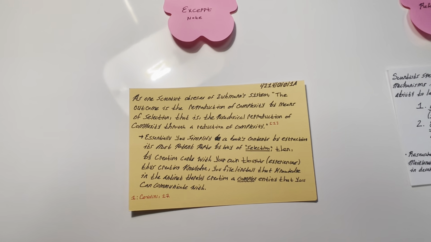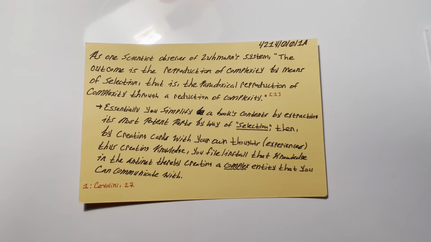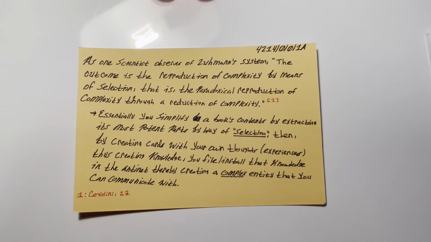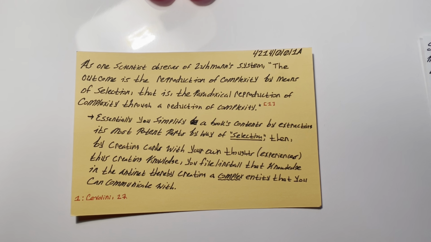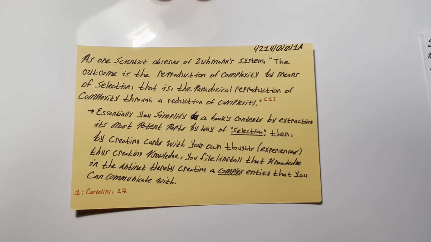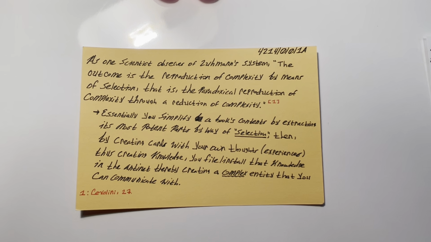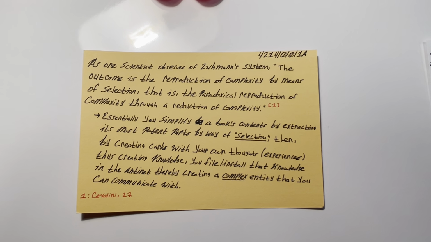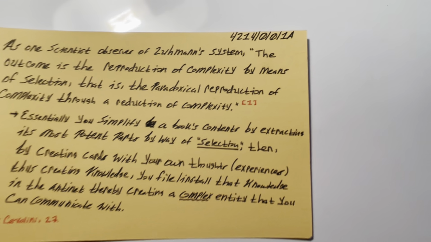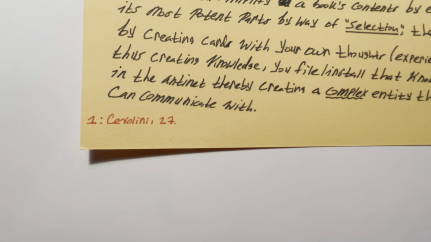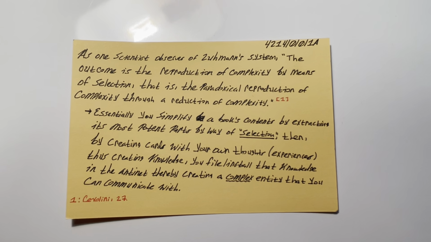An excerpt note is where you're essentially pulling out a quote, and I'm going to walk through this with you right now. This one says, as one scientist observes of Luhmann's system, quote, the outcome is the reproduction of complexity by means of selection. That is, the paradoxical reproduction of complexity through a reduction of complexity. And you see that little one? That's like my footnote. And then at the bottom it says Sevellini 27. That's the reference and source from where this quote comes from.